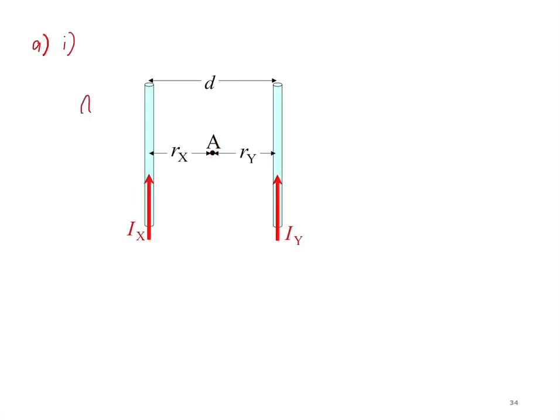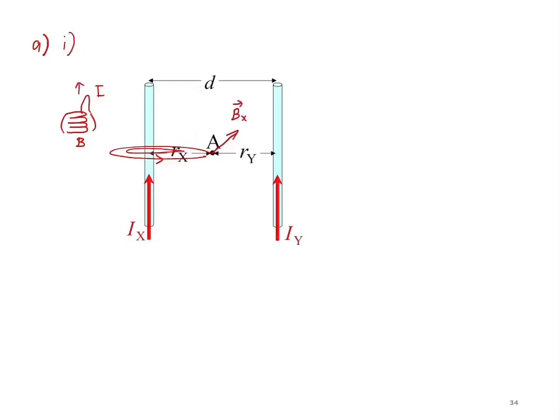Okay, first use your right hand grip rule and then find the direction of the magnetic field for wire X and Y. So for wire X, the current is going upwards and then the magnetic field will be counterclockwise. And then to get the direction of B at A, you have to draw a tangent to the curve and then you will get B in this direction, which is into the page.